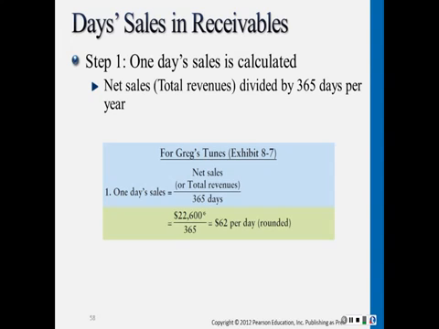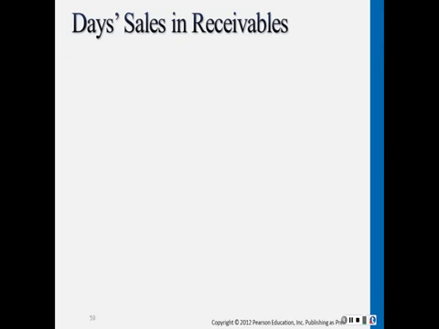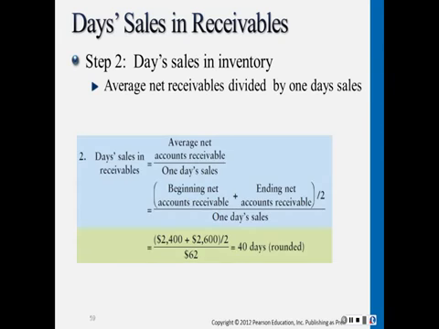Days sales in receivables is calculated in a 2-step process. Step number 1, days sales is calculated. That is net sales, or total revenues, divided by 365 days a year. In step 2, the average net accounts receivable is divided by 1 day's sales.